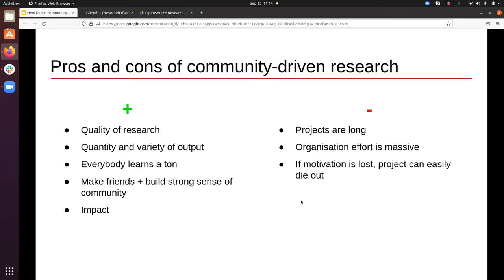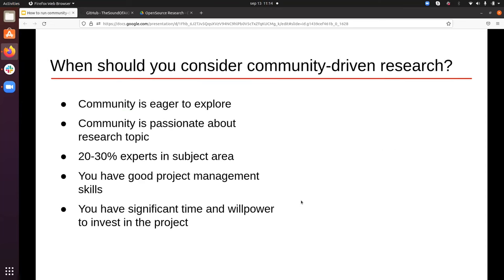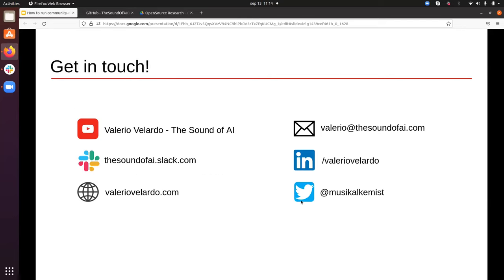Some cons. The projects are long. The organization effort is massive, and if motivation is lost, the project can just dissipate and completely die out. When should you consider community-driven research? Well, if you have a community that's eager to explore and passionate about that research topic, you should have 20 to 30% experts in the subject area that you want to cover, because otherwise it's going to be impossible to manage the whole thing. You need to have very good project management skills. And finally, you have significant time and willpower to invest in the project.